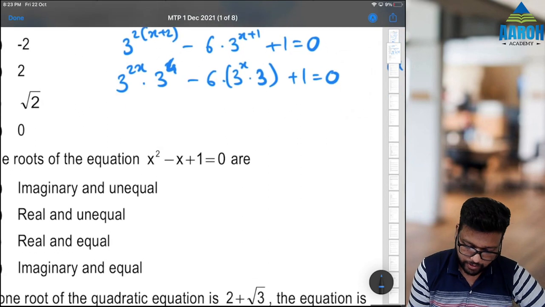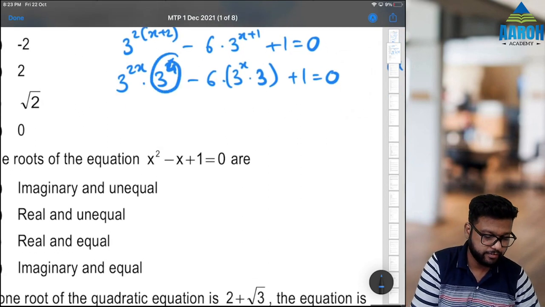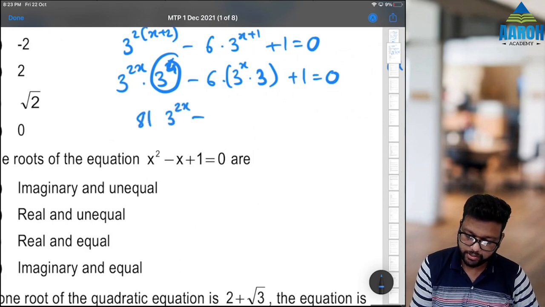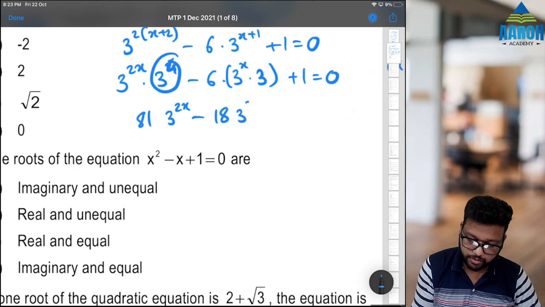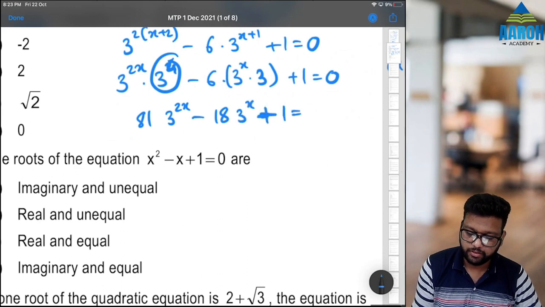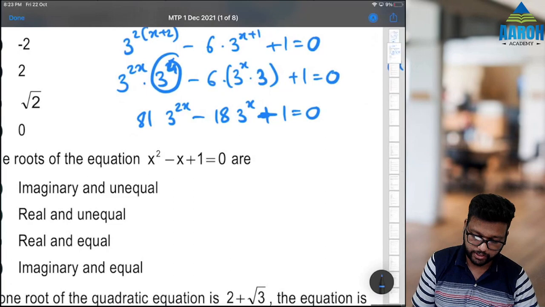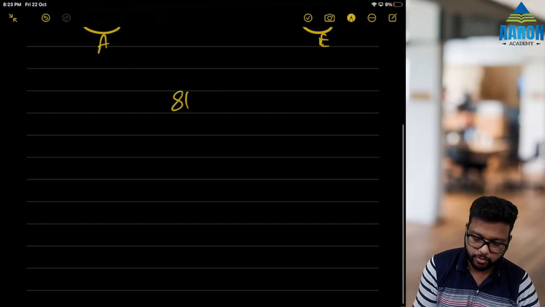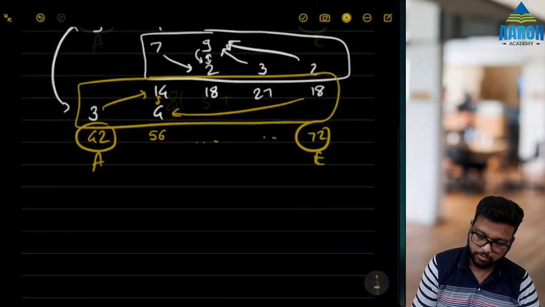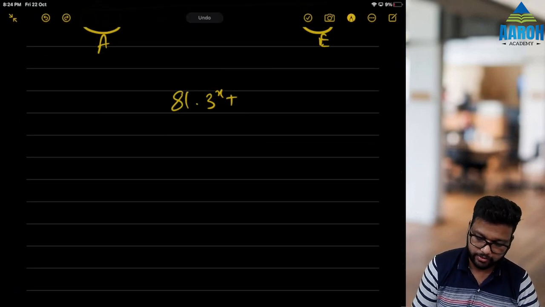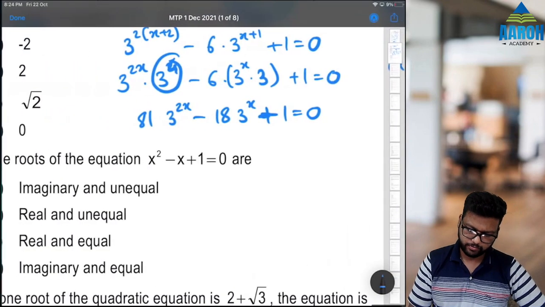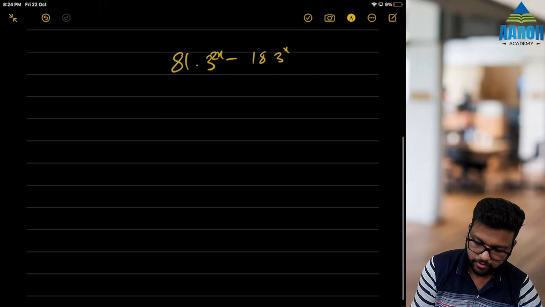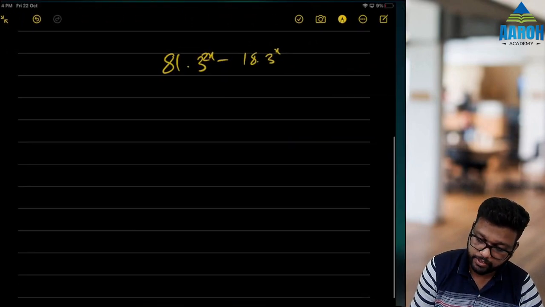Fine. If we just simplify this, 3 raised to 4 is what? 81. So 81 into 3 raised to 2x minus 6 into 3 is 18, 3 raised to x plus 1 is equal to 0. We have got this equation, understand. 81 into 3 raised to 2x minus 18 into 3 raised to x, plus 1 is equal to 0.